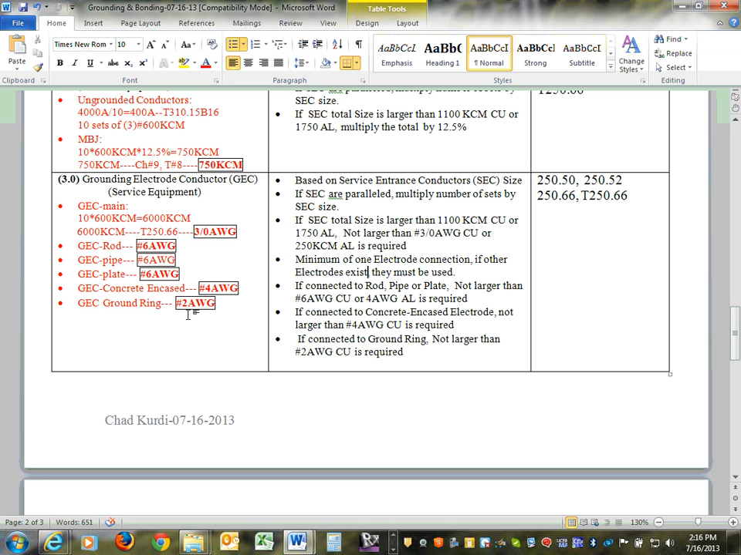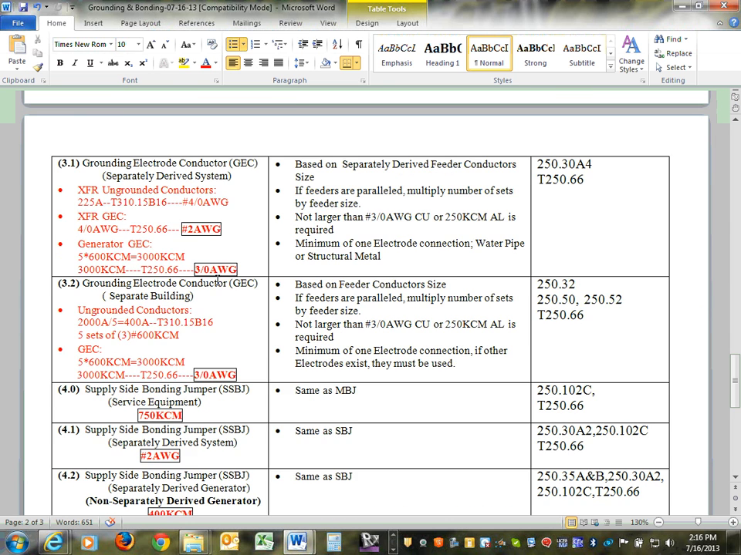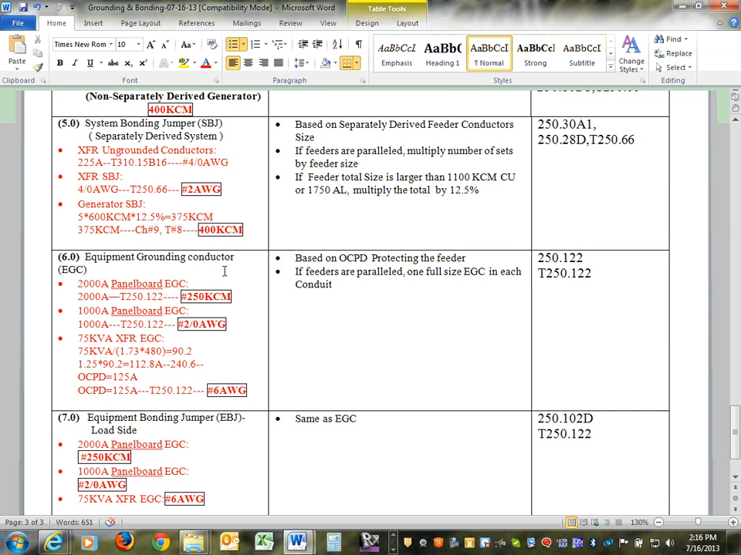These are directly from the code book. If you have a wire going to any of these grounding electrode systems, you do not need to go larger. Now we go higher than that as engineers, but that's your bare minimum directly from 250.66. These are all in there. So that's what I thought.